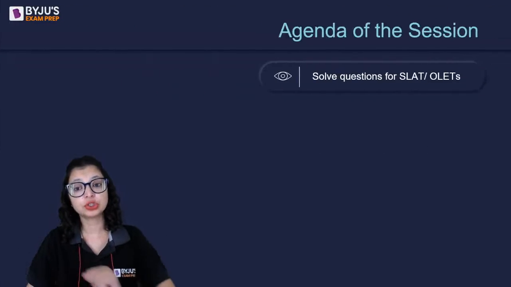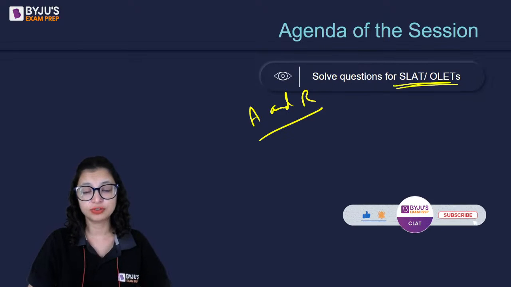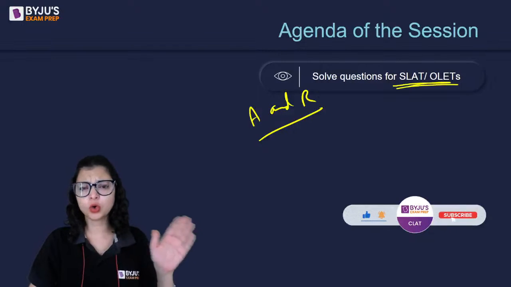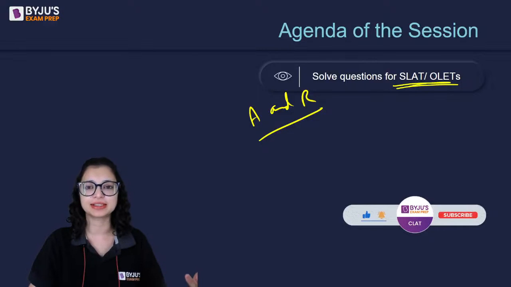What are we going to be doing today? We're going to be picking up assertion and reason kind questions, very likely to come up in all of these exams like SLAT and other law entrance exams. So I hope you're ready to solve assertion reason questions with me. Let me give you a quick overview of how these questions are solved, and then we'll start practicing some questions.